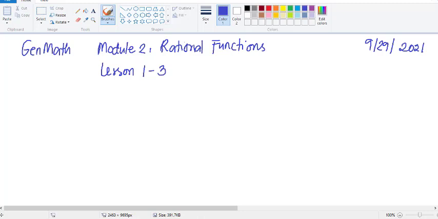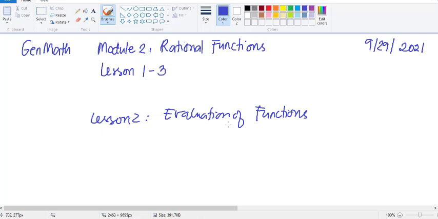And then I hope you watched the video lesson for lessons 2 and 3. So lesson 2 of module 1 is evaluation of functions, in which case you just have to substitute. Yun lang naman yung point ng lesson na to. Substitute mo lang kung nahanapan mo na yung value ng x, just substitute it onto the formula and calculate and solve as usual. Kung paano kayo nagsosolve dati sa algebra, it's the same thing.